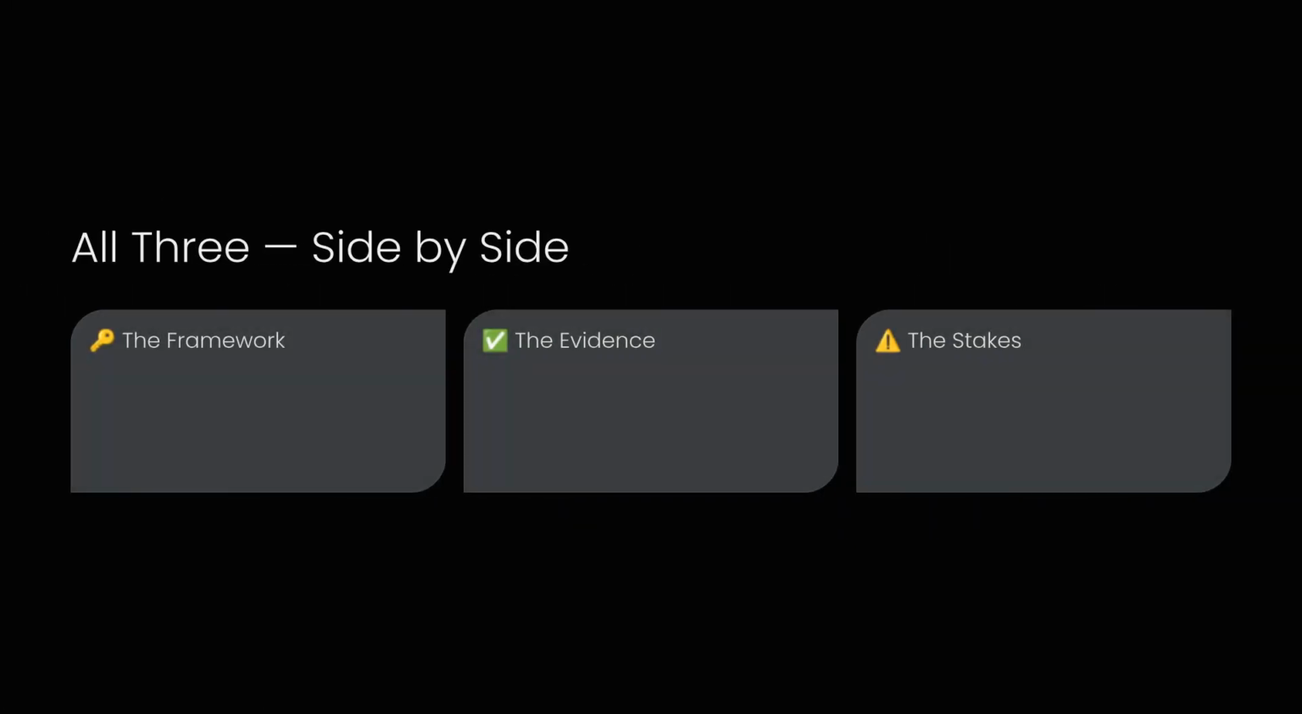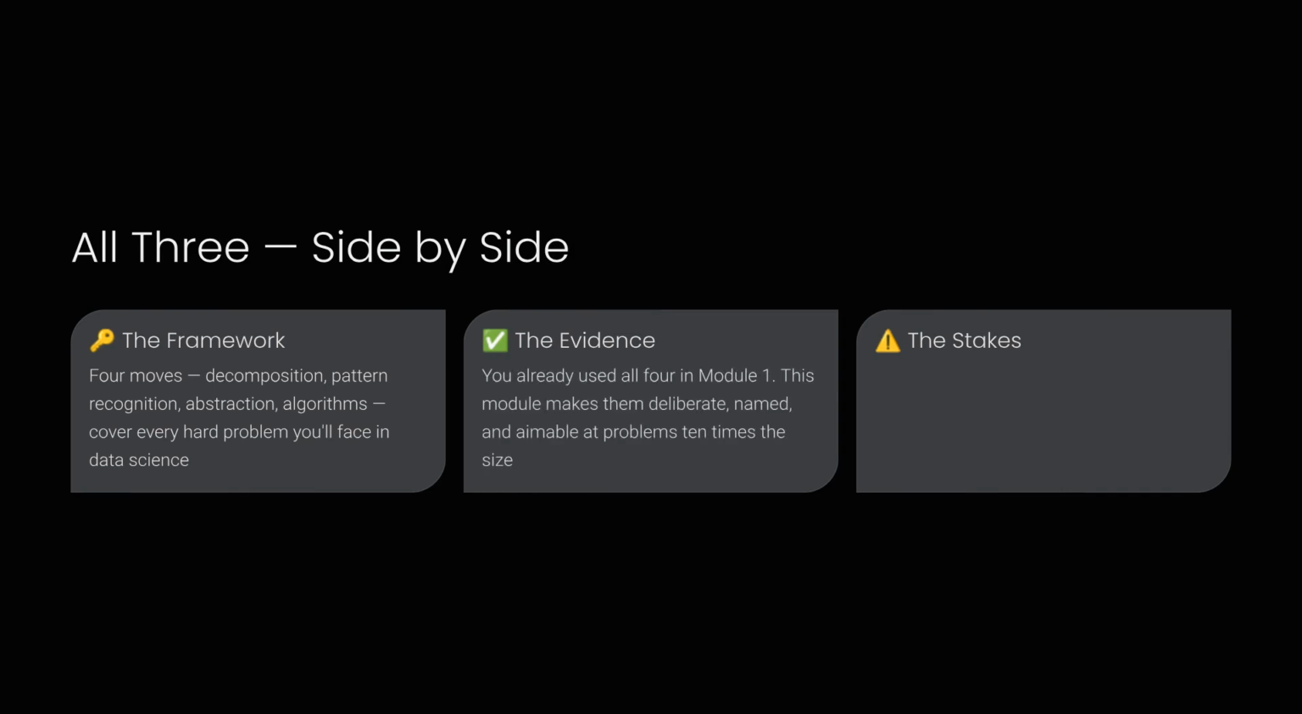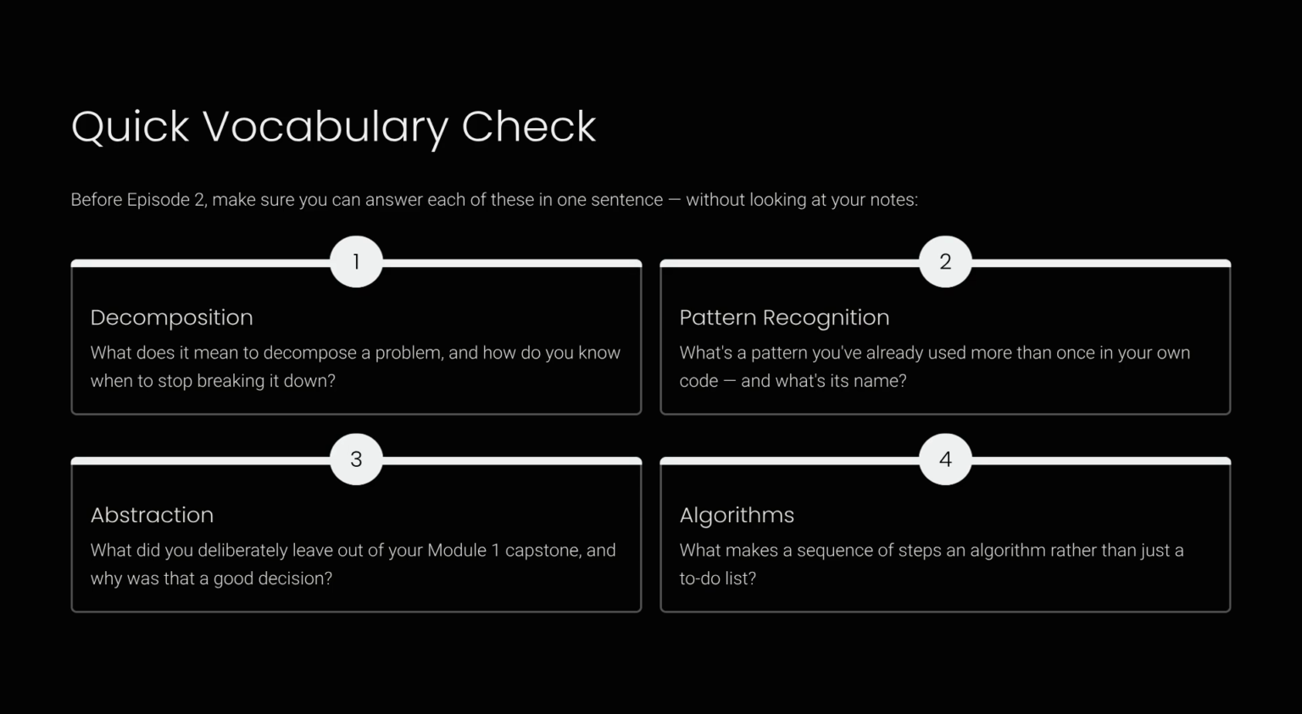Here is the framework in perspective. We have the foundational pillars for every hard problem, the evidence that you have already applied them, and the understanding that scale demands this disciplined approach. Before moving to Episode 2, check your vocabulary. Can you explain in one sentence what decomposition is? Identify a pattern you've used. Describe why abstraction was a good decision, and define what makes a set of steps an algorithm.